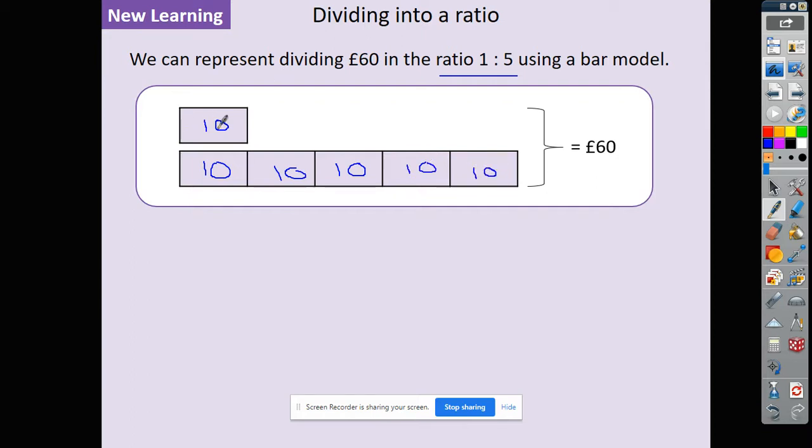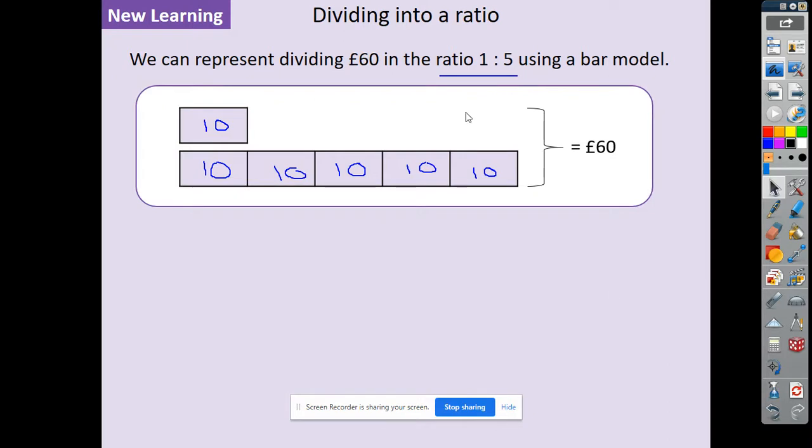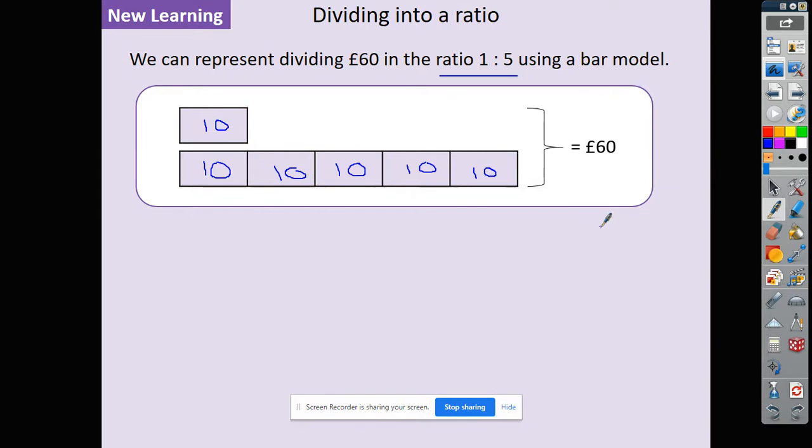So we can really quickly say, well, 10, 20, 30, 40, 50, £60. So we've definitely shared it equally between these 6 parts. Then if we were asked how much each one gets in the money, we would say, well, we've got £10 to £50.